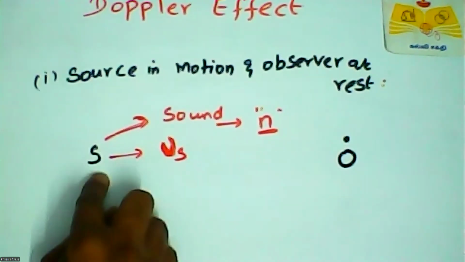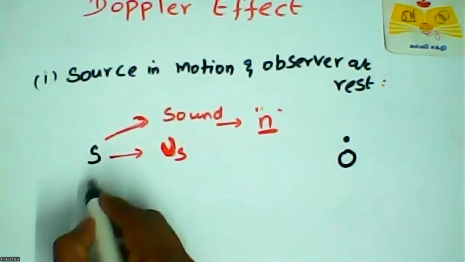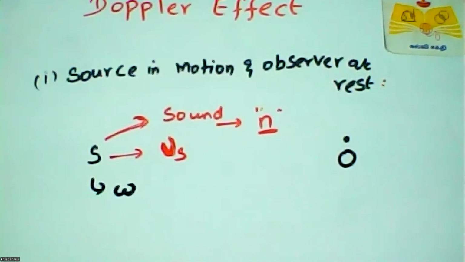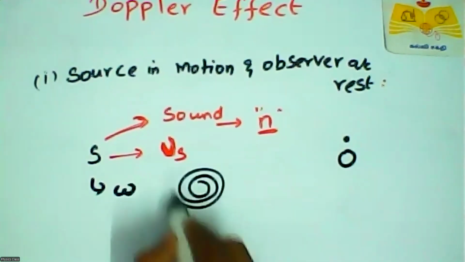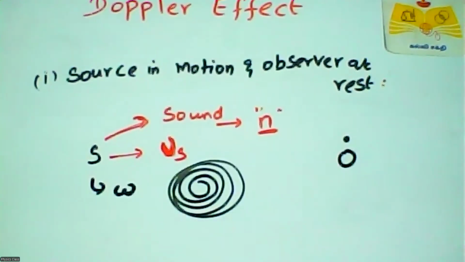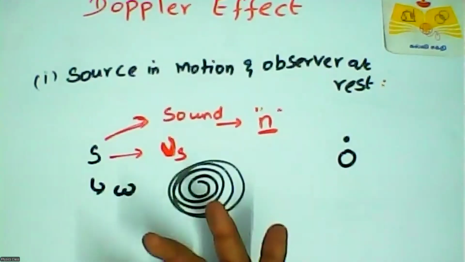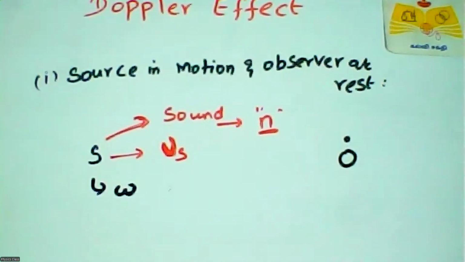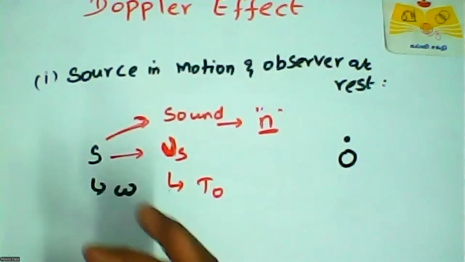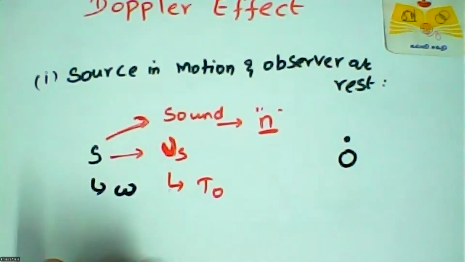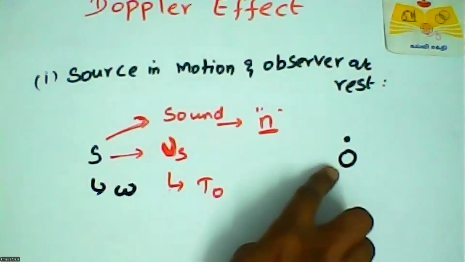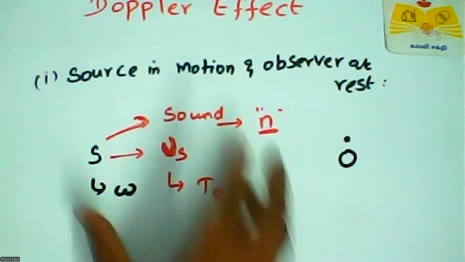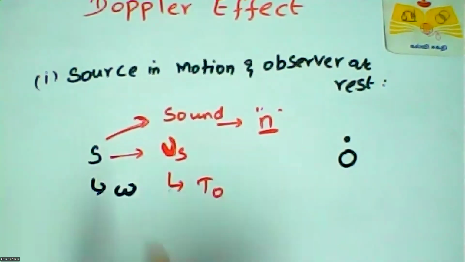Let the sound wave have angular frequency omega, because sound waves have an angular frequency, just as whenever an object moves in circular motion it has an angular speed. The time period is T naught. The wave of angular frequency omega and its time period T naught are both measured by this observer, who is at rest.